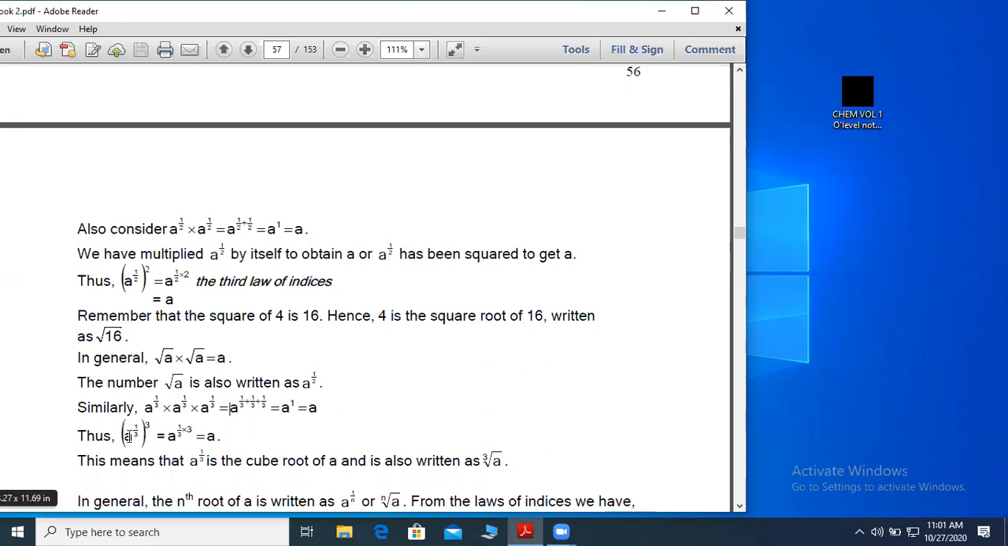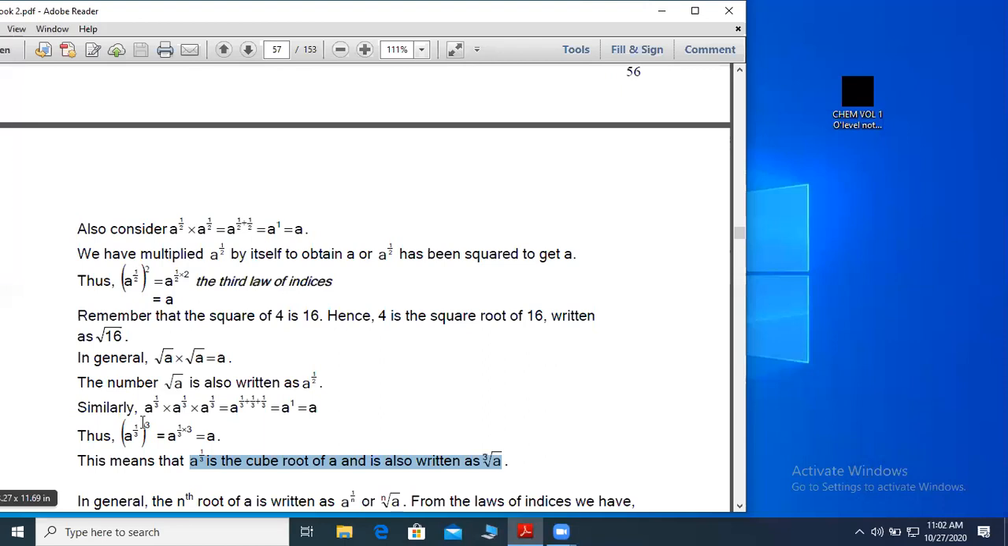Thus, a power a third, again to power 3, means we multiply the two powers, and a power a third times 3, the answer is a. Now this means that a power a third is the cube root of a, and it can be written as cube root of a.